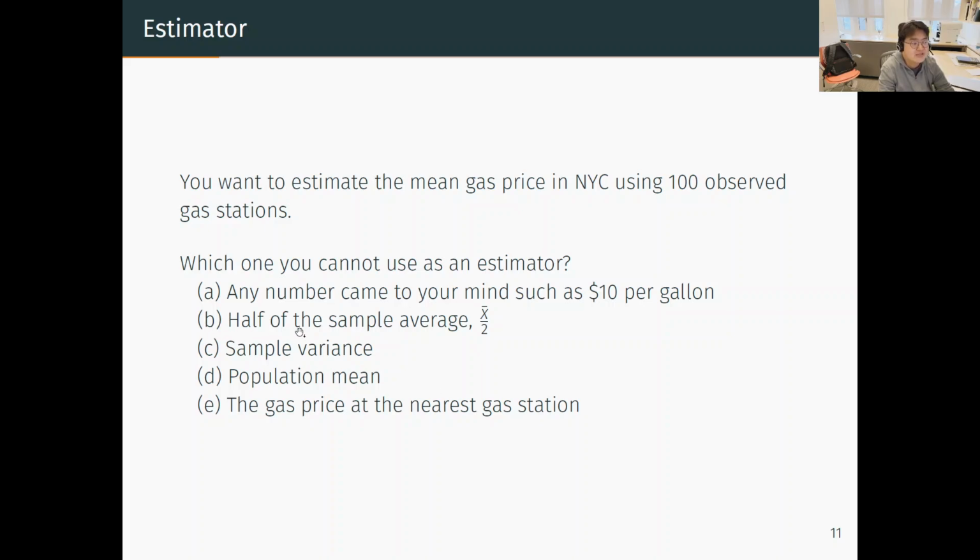I just make a guess without looking at the data. B, half of the sample average. You can write it using our notation: x bar, the sample average, divided by 2. C, sample variance. And D, population mean. E, the gas price at the nearest gas station. I don't want to see all the numbers. I just choose the nearest gas station's number, and that is my estimator. That is my answer. So among these 5 candidates, simply one of them is not an estimator. It's not a valid answer. What do you think?